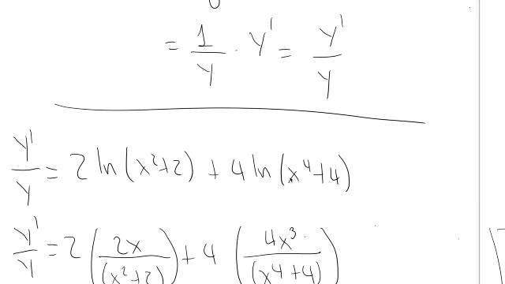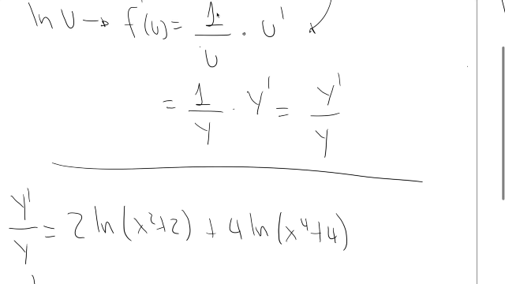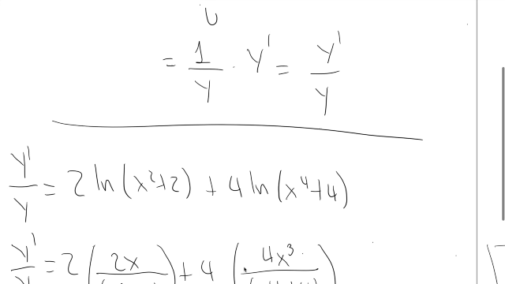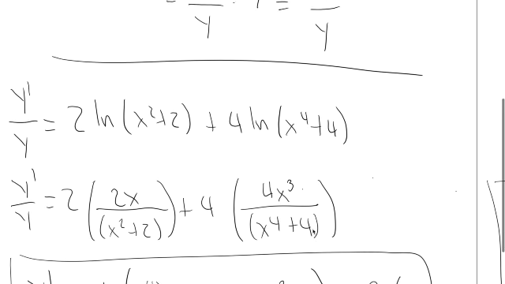Now we do the same for the other one. So we have natural logarithm of x to the 4 plus 4. In this case, the derivative is going to be 1 over x to the power of 4 plus 4, multiplied by the derivative of the inside. So what is the derivative of x to the power of 4 plus 4? You know that the derivative of 4 is a constant, so it's going to be 0, and then what you get is 4 multiplied by x to the power of 3.